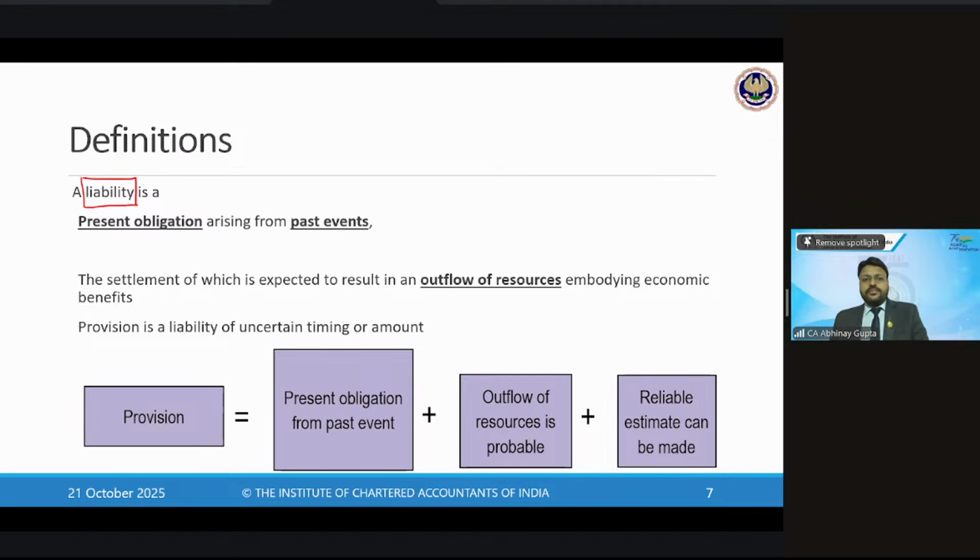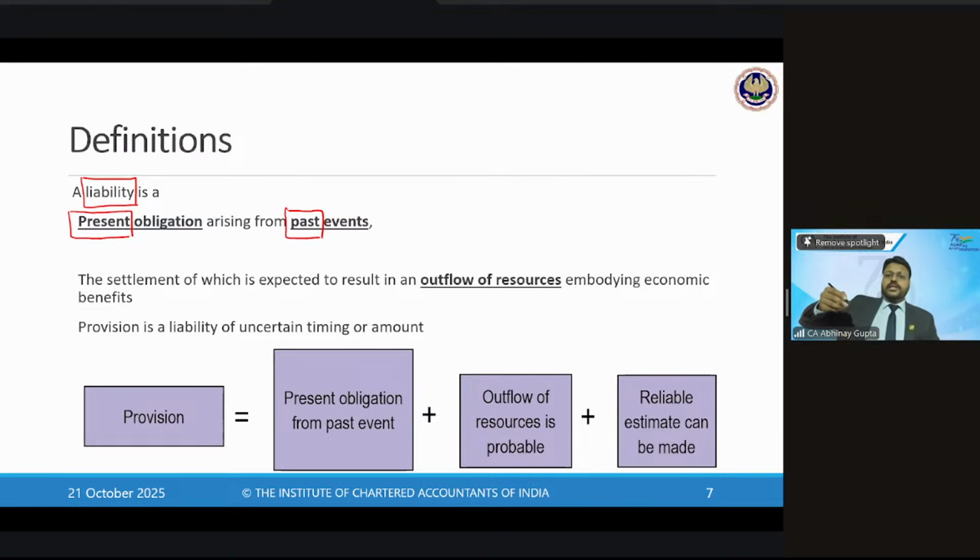But the technical definition of liability is a present obligation. So the key word is present, right? Arising from past events. So the key word is past, right? So the obligation on my part is present. And why is there an obligation? Because some event has taken place in the past, right?